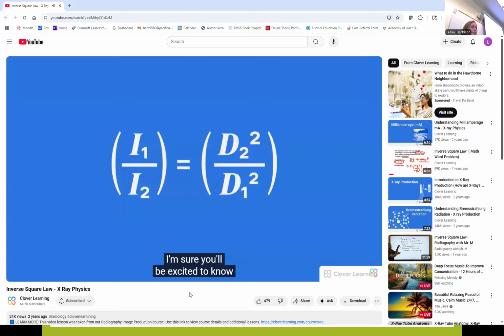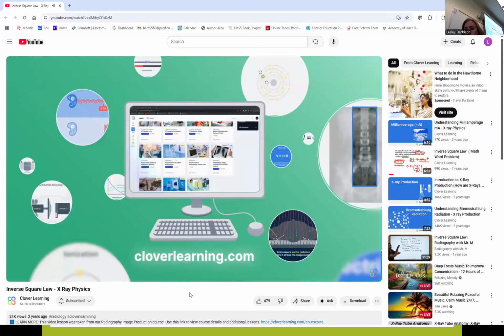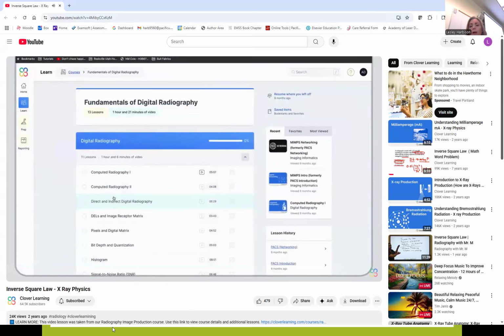I'm sure you'll be excited to know that there is a formula for the inverse square law that looks just like this. So how do you use that formula? That's the topic of our next lesson on inverse square math.